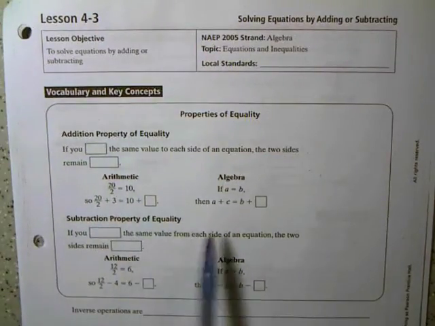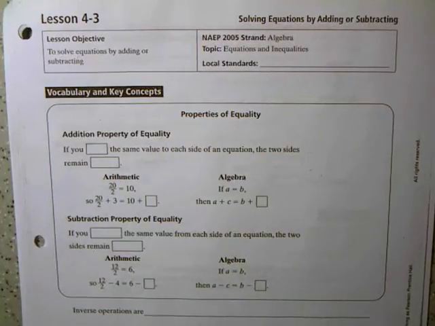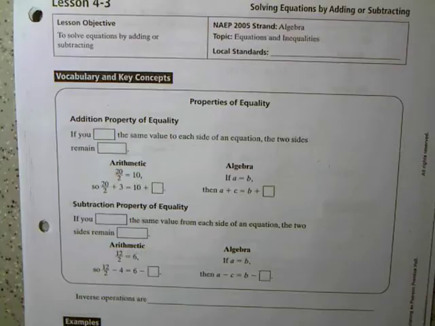Okay, we have vocabulary and key concepts here. We have a couple of properties and then a definition as well. Okay, the addition property of equality.